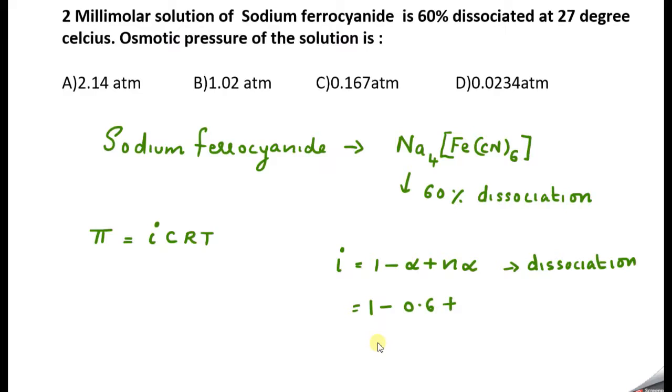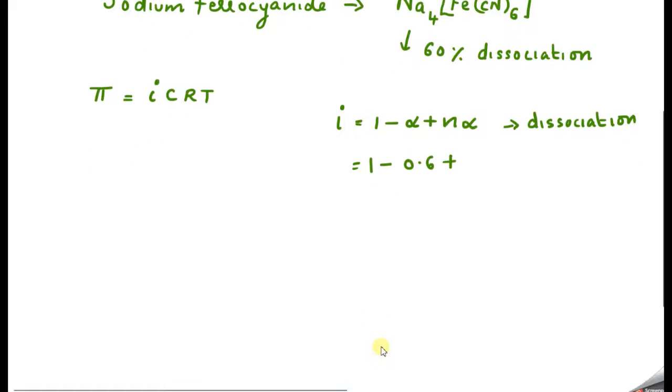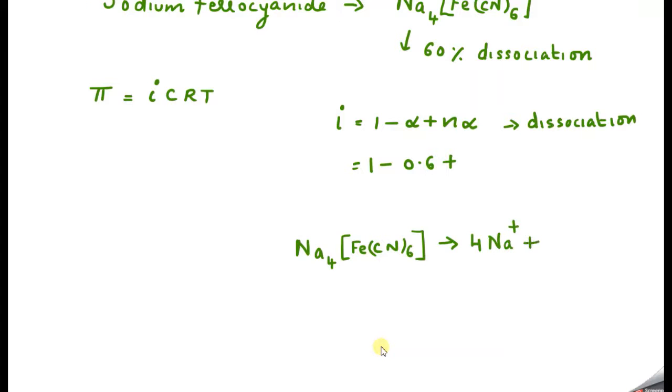Now i is 1 minus 0.6 plus n times 0.6. How will you calculate the n value? Let me show how it dissociates, then it becomes easy. We have the compound Na4[Fe(CN)6]. When it undergoes dissociation, this becomes 4Na+ and [Fe(CN)6]4-. So totally how many ions are there? Here 4 and here 1, so the n value will be 5.